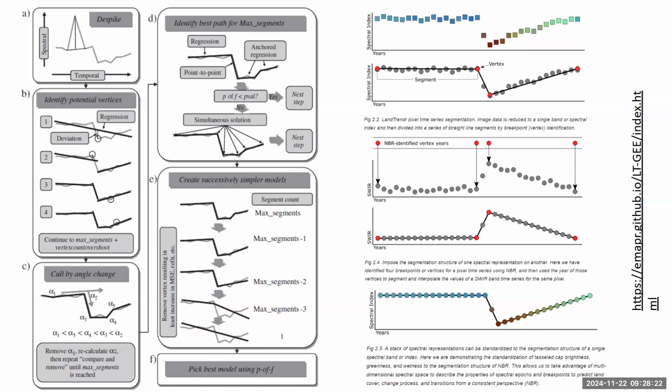Could have been a fire, a disturbance of some sort. Could have been a flood, could have been a fire, could have been a clear cut, etc. And so LandTrendr essentially makes it really easy to find these changes. Again, it depends on what you're using. LandTrendr also gives you the option of picking if you want to use an index or a specific spectral band, etc.